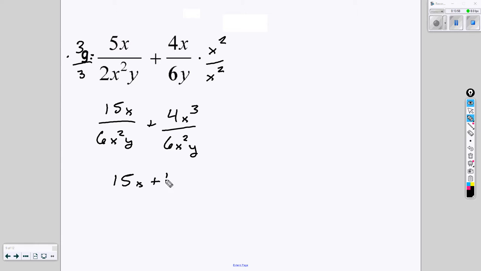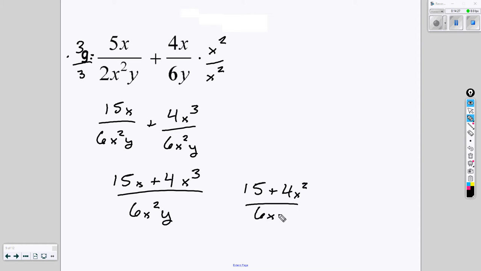Then we could combine these, and we get 15x plus 4x cubed on 6x squared y. And then also we've got to keep in mind, we've got to check for common factors. So we see a common factor of x in the numerator and the denominator. So let's take out that common factor of x, and we get 15 plus 4x squared on 6xy. All right, another approach always is to check out common factors and to simplify right away, and that's another way to eliminate this final step of simplifying.